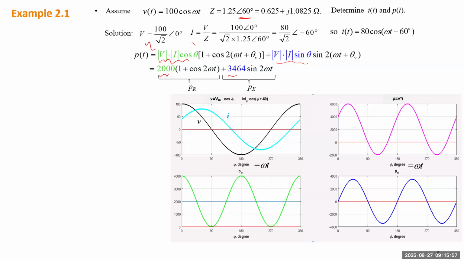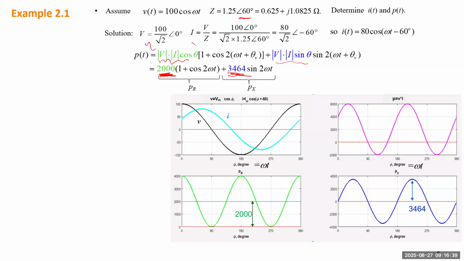So it is twice as fast as the voltage and current. Those two waveforms are the first item and the second item. As I said, the first item exists if the load has resistance, and the second item if it has reactance. For the first item, if you calculate the average, it will be 2000, which is exactly the value at the beginning of the first item. The second item has an amplitude, and if you measure it, here it is 3464. That's the number at the beginning of the second item.